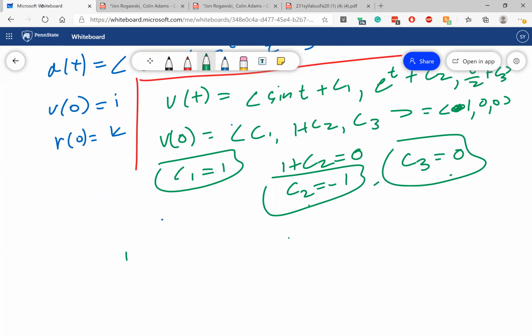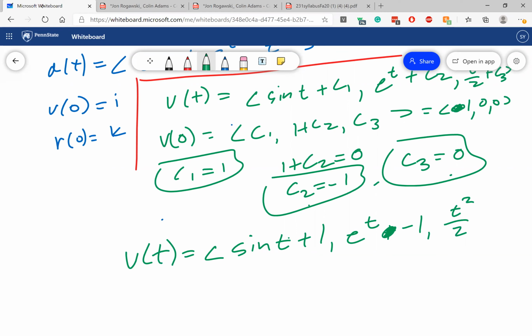So now v of t is going to be equal to sine of t plus 1, e to the t minus 1, and t squared over 2. Okay, and that's that.